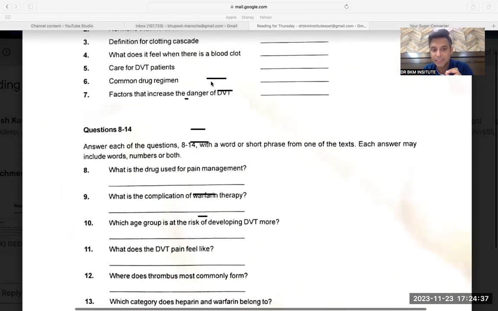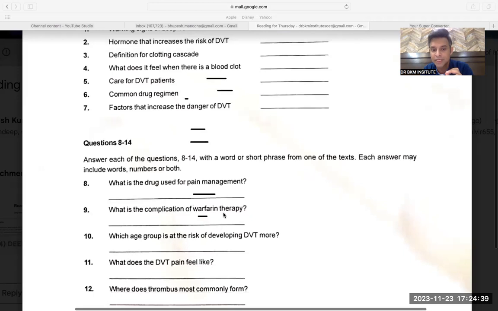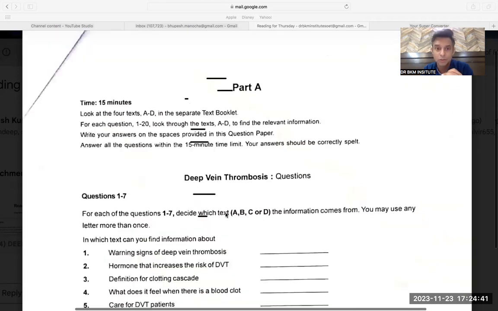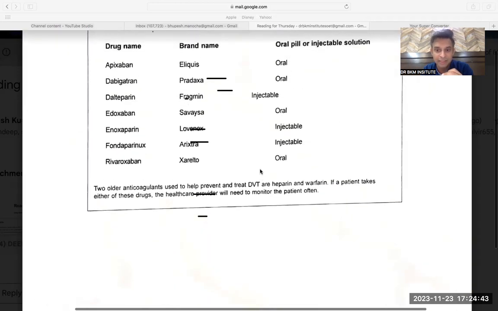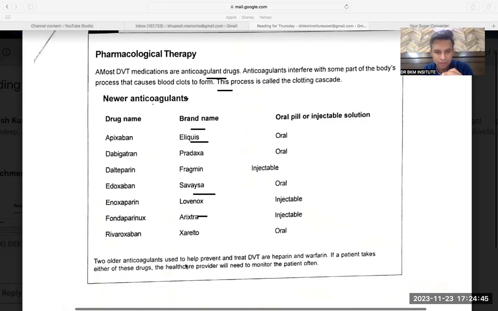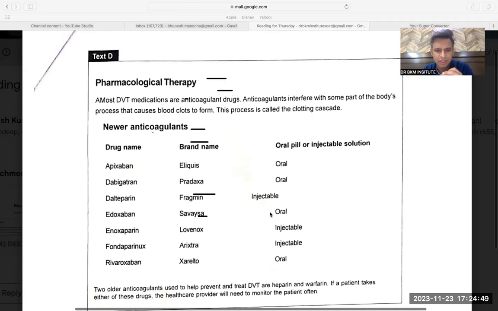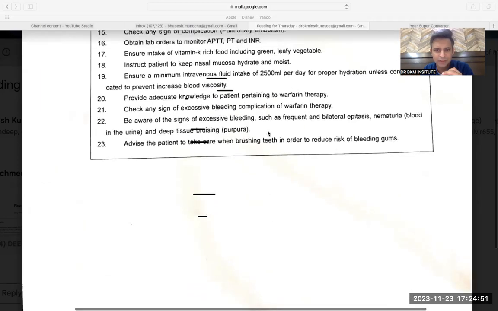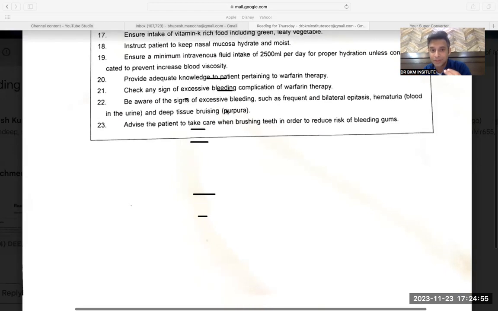That is how you say: what is the complication of warfarin therapy? It should be either here, a coagulation complication. The note does not talk about complication. It should be the warfarin word. Yes, excessive bleeding, answer C. That is how excessive bleeding can be the complication of this, as per me.